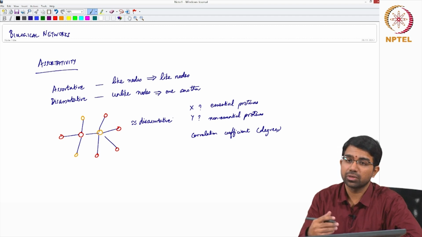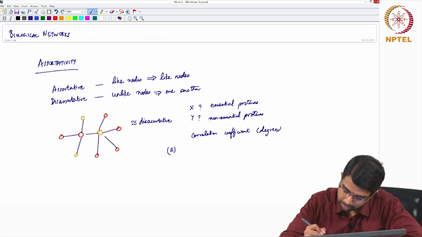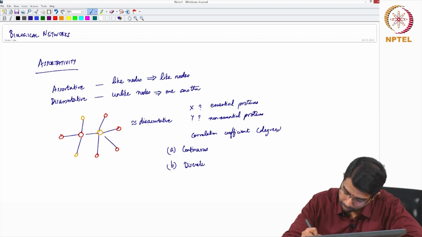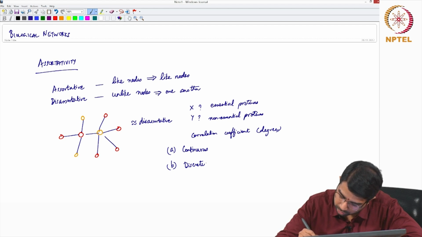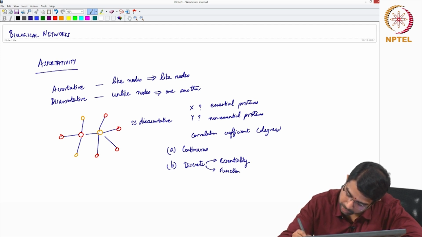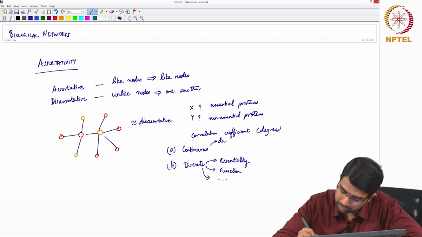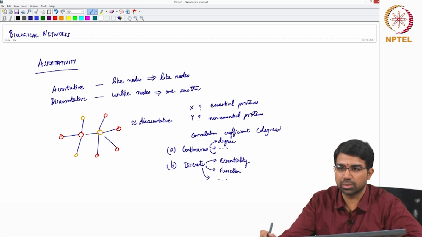So, there are two types of measures that you can have. A, if your measure is continuous, and B, if your measure is discrete. If it is discrete, you may have something like essentiality, function, or any other kind of property. Continuous, you could have degree or other centrality measures and so on.